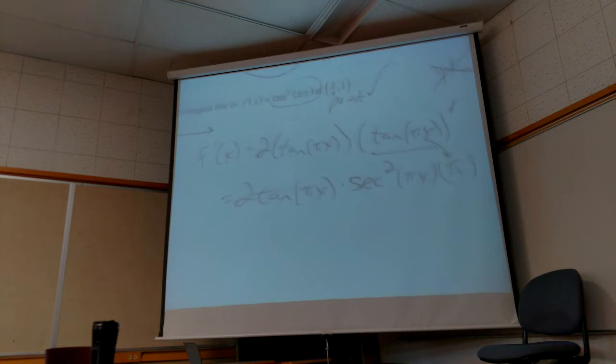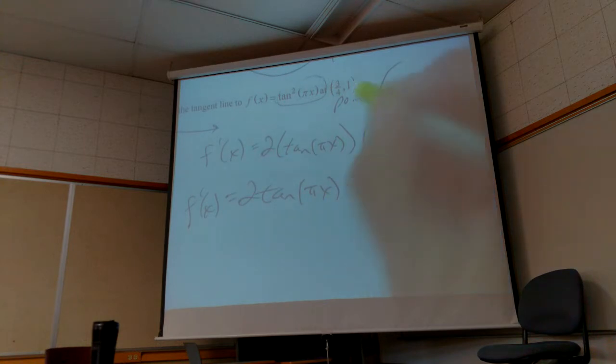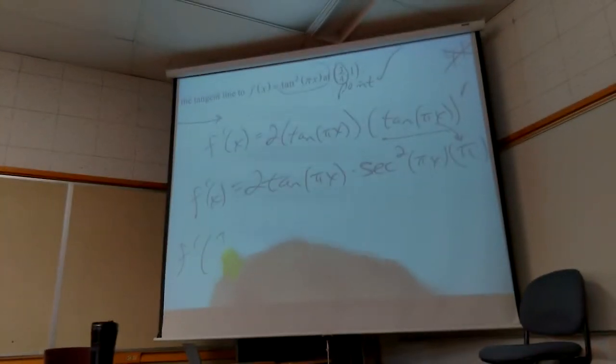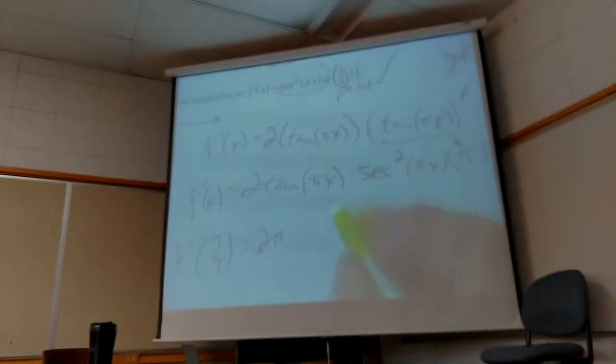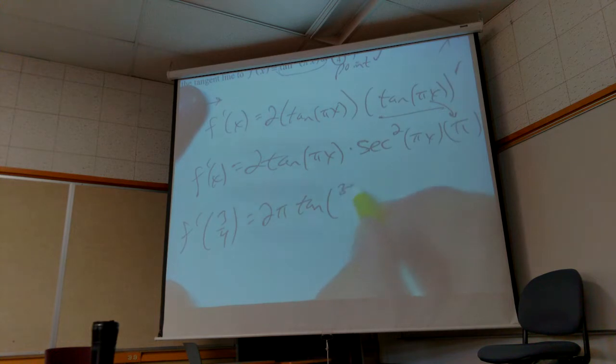So how do I get the slope from this? Yeah, plug in the given x value. You just pull the pi over here right now. 2 pi tangent of 3 pi over 4 times secant squared of 3 pi over 4.